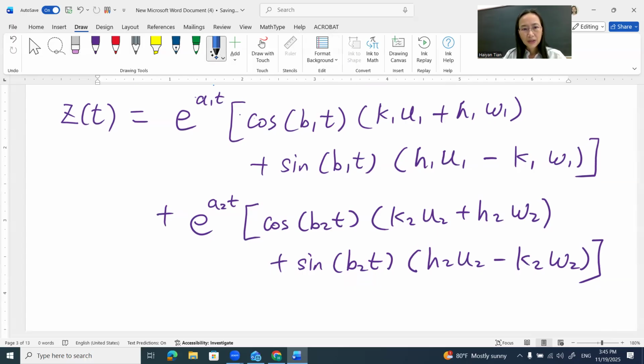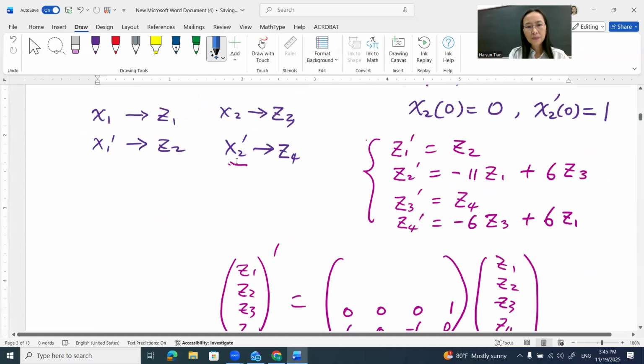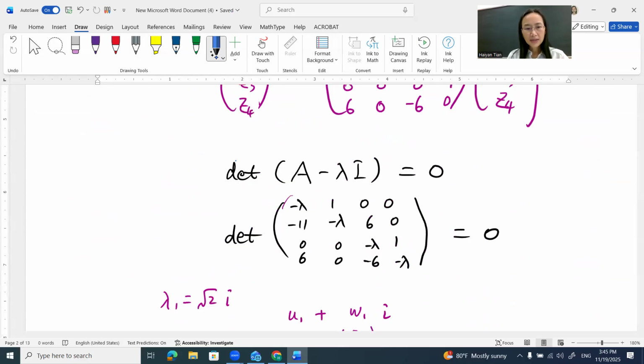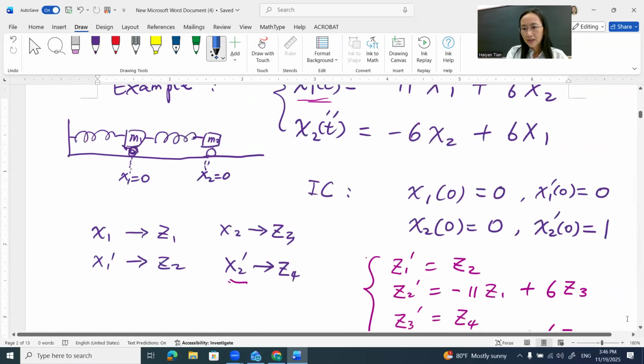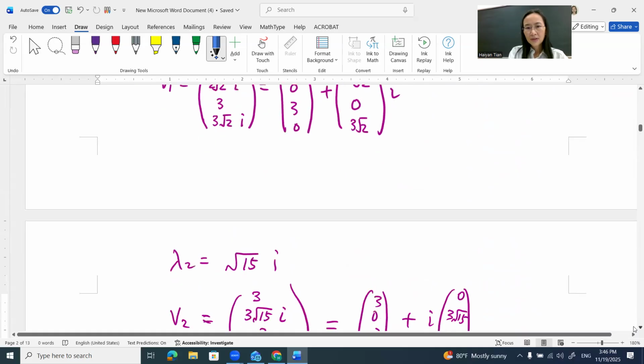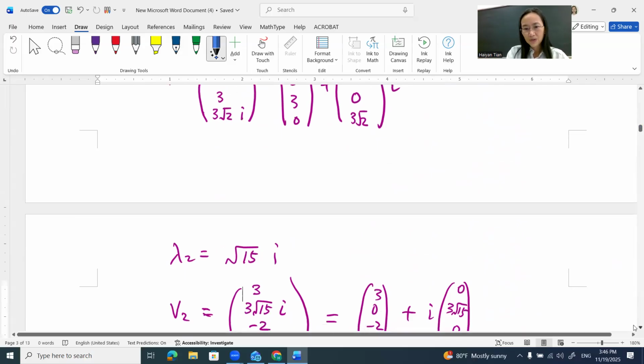If you want to put in the numbers, you see you have all the numbers. We already have A1, B1. Just go ahead and find the eigenvalue lambda 1. See, that's lambda 1. A1 must be 0 because the real part is 0. B1 is the square root of 2. Okay, so that is done. And then U1, we have it. U1 is this, W1 is this. So let's put those values in and see what it looks like.